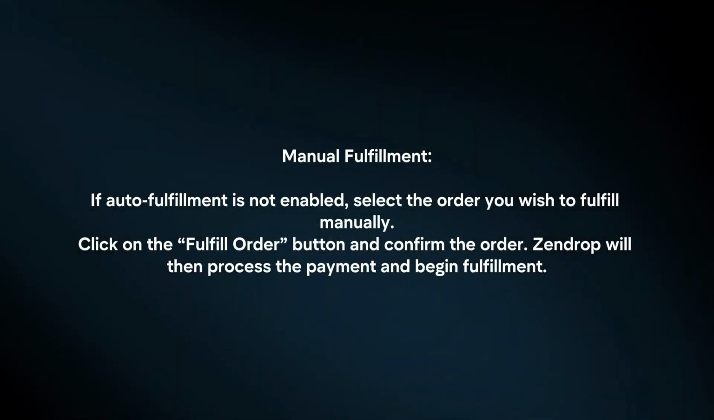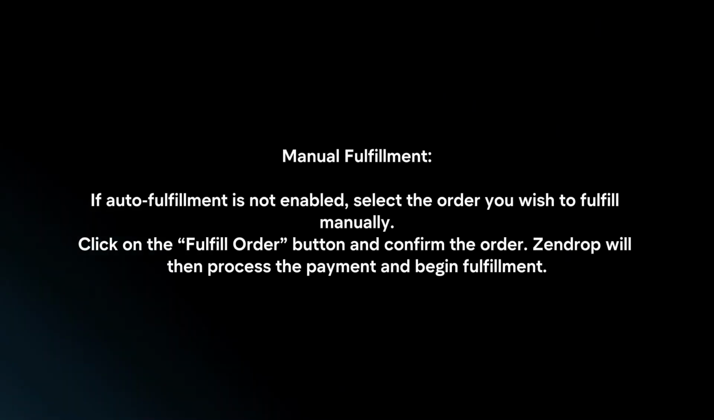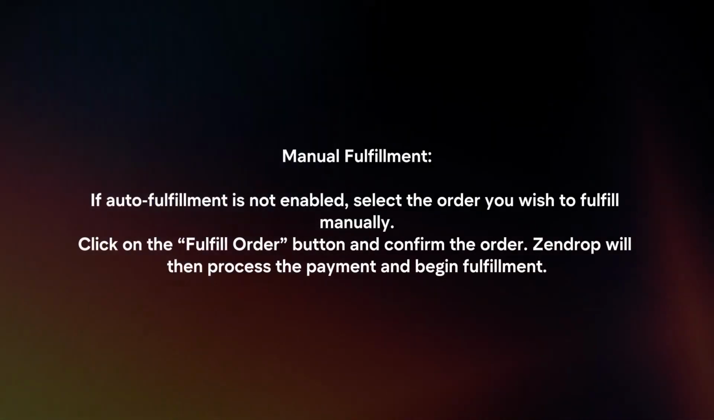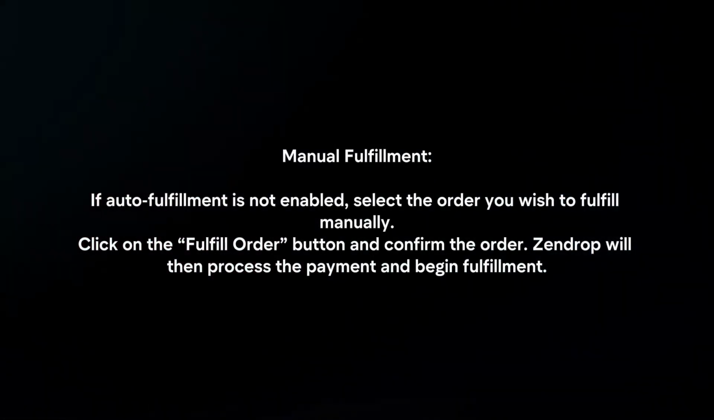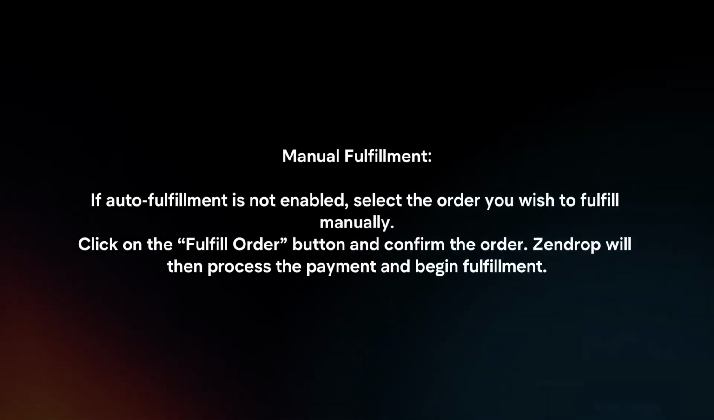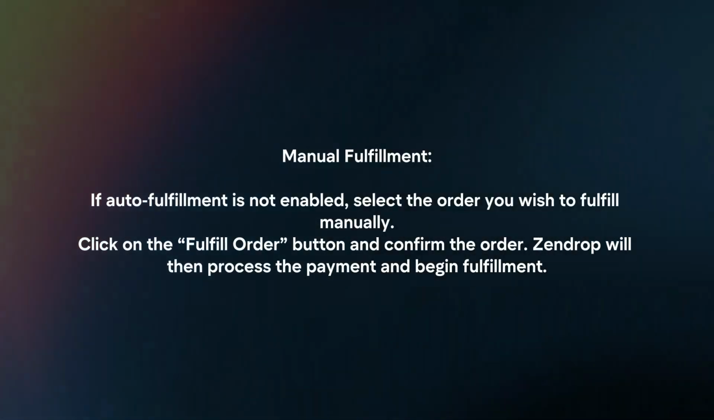Manual fulfillment. If auto-fulfillment is not enabled, select the order you wish to fulfill manually. Click on the Fulfill Order button and confirm the order. Zendrop will then process the payment and begin fulfillment.